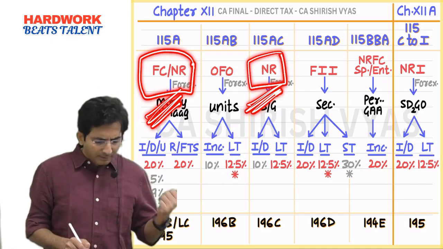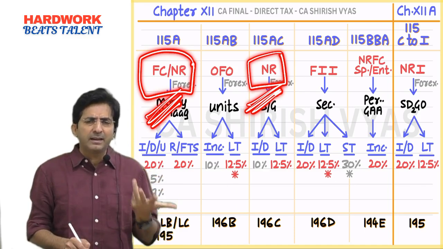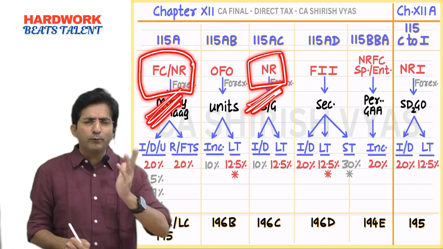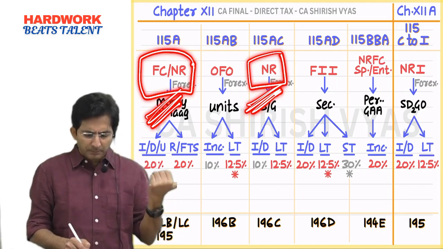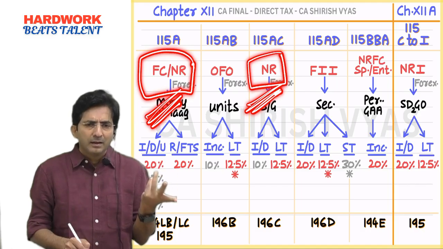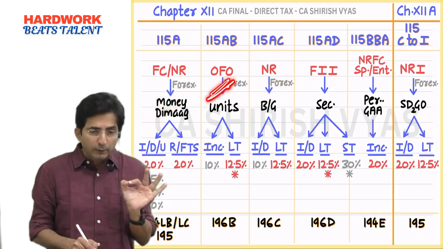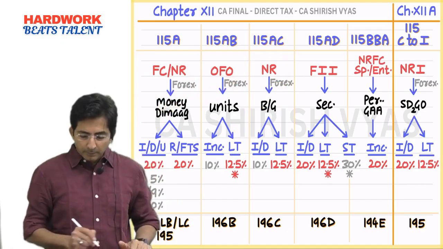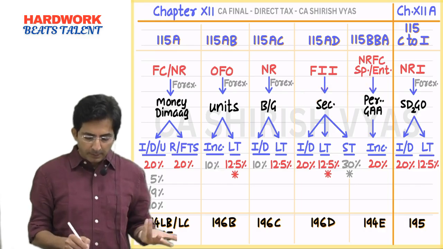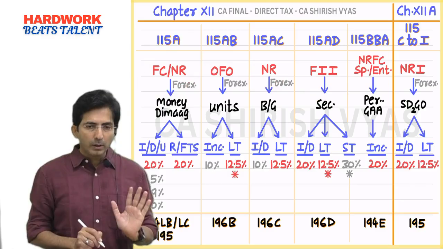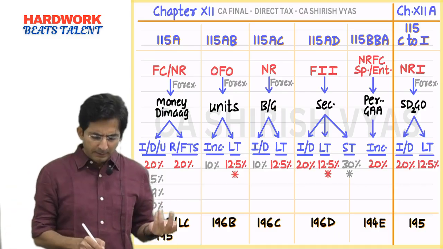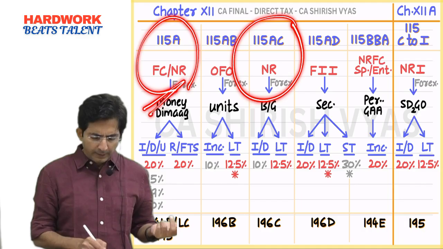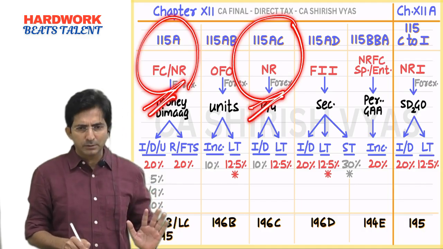Why? The nature of 115A and AC is what? Generic. See the title. What is 115A? Foreign companies, NR. Is it specific to this or that type? General. Even 115AC is NR, general. Yes, 115AB is specific to OFO. Sports person is specific, FII is specific, but these are general sections. In short, the moral is: if FII, sports persons, these special people, can fall in this general category, 115A and AC, they can take the advantage of those sections.